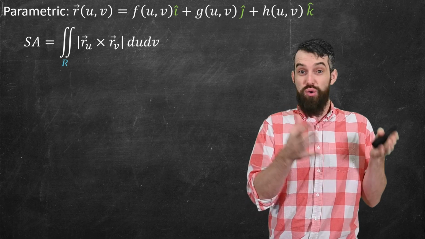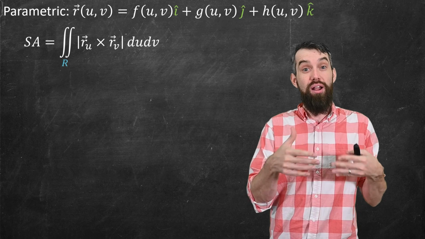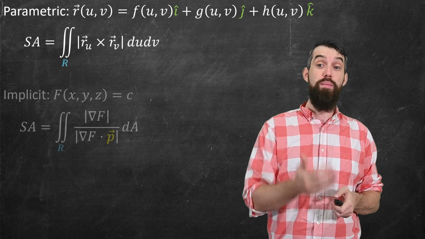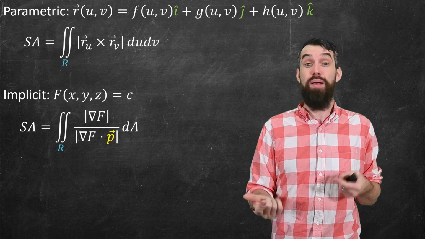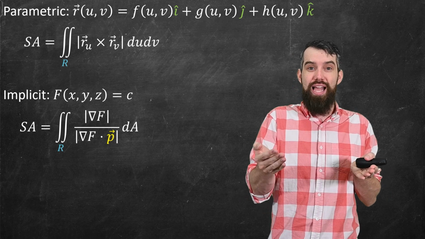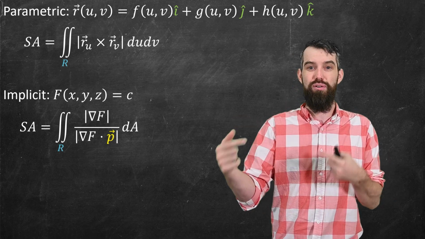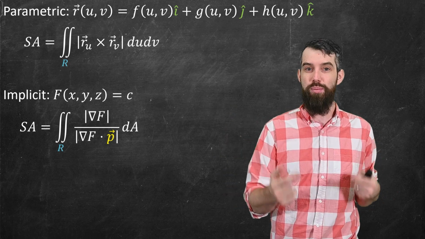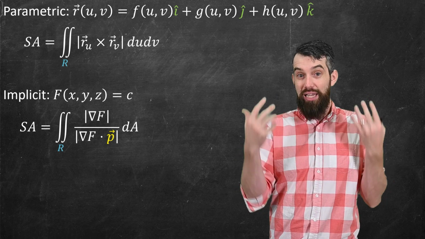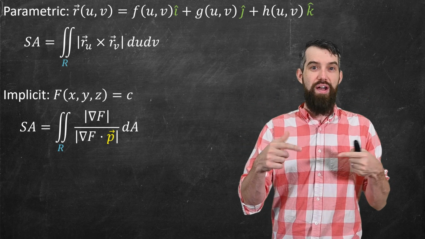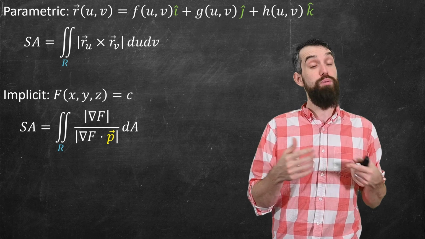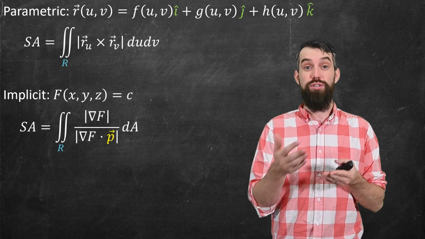And so the combination of the cross product and the du dv is our little element of surface area when it's described parametrically. Alternatively, it might be described implicitly with some big function capital F of x, y, z equal to c, a level surface. And when that was the case, we've previously seen the surface area could be written as the double integral of the length of the gradient of f divided by the absolute value of the gradient of f dotted with the vector p, which was often k hat, but could be i hat or j hat as well.